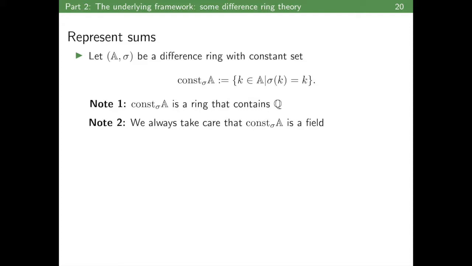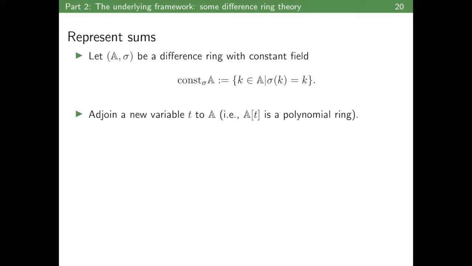And in my constructions, I always start with a field, and I take care that they always stay in the field. So the constants will always be a field. Okay? I can handle this. I start with a field, and when I join new variables and I never extend the constants, I will always have a field. So let's suppose now that we are given a difference ring with a constant field.